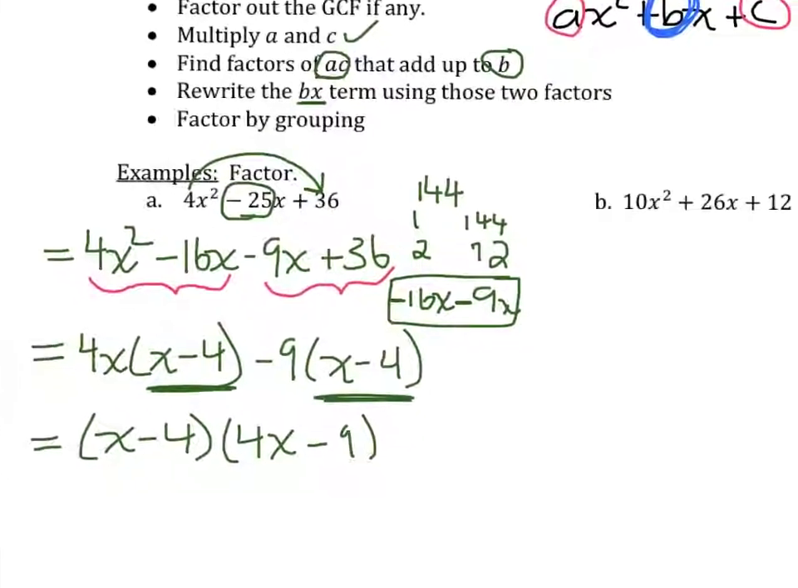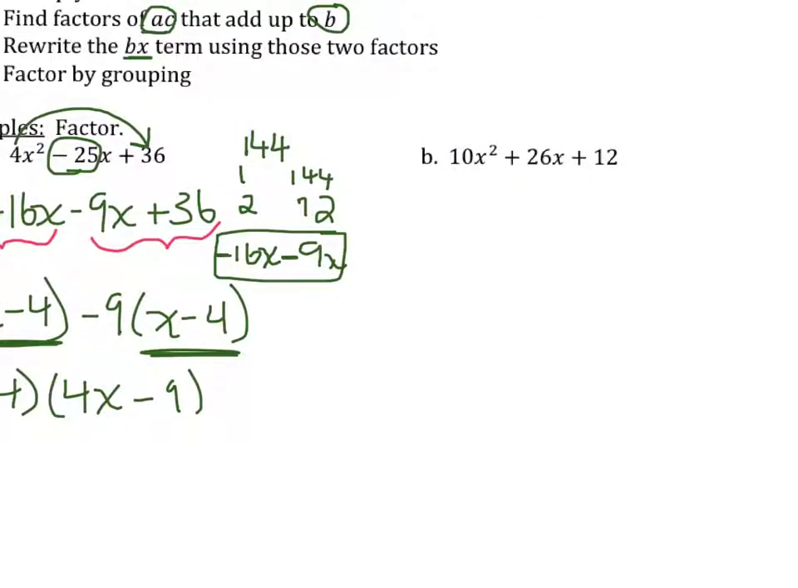Let's look at another example. Here I have 10x squared plus 2x plus 12. I want to factor that by using the same method here. In this example, notice that all of these coefficients are even. That means I can factor out a 2. So that's what I'm going to do first. I'm going to factor out a 2. So I can write that as 2 times 5x squared plus 13x plus 6.